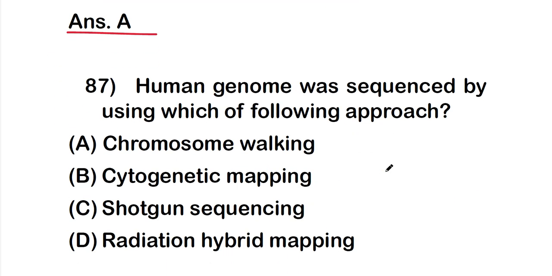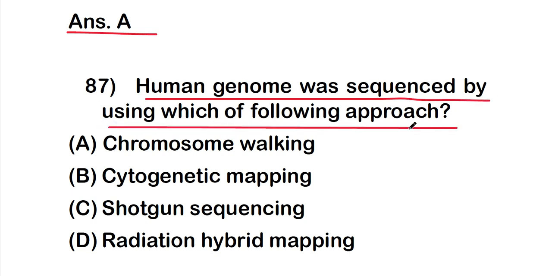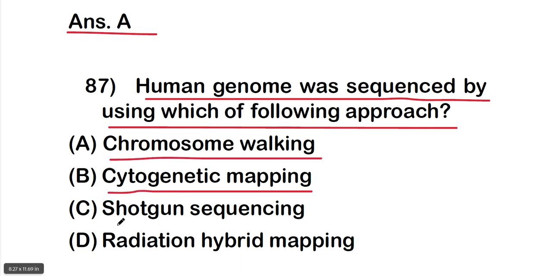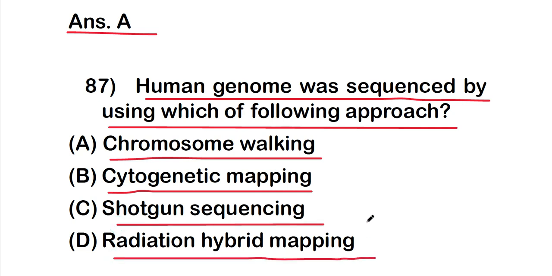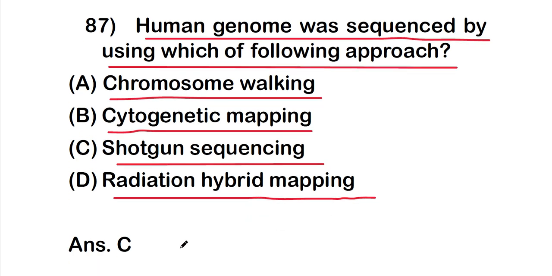Okay, so let's move on to question number 87, that is human genome was sequenced by using which of the following approach. And the options are option A chromosome walking, option B cytogenetic mapping, option C shotgun sequencing, option D radiation hybrid mapping. And the right one is option C, that is shotgun sequencing. So human genome was sequenced by using the shotgun sequencing method.